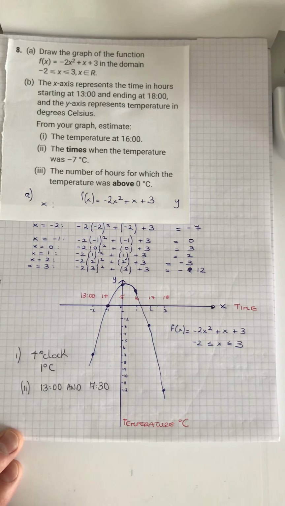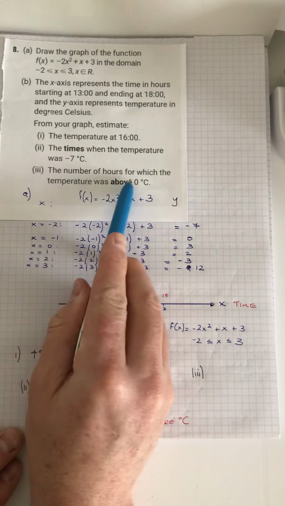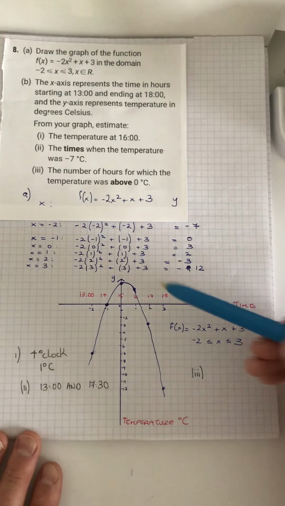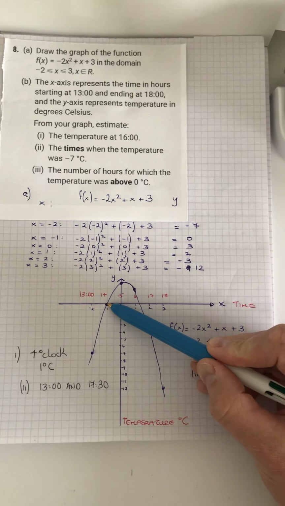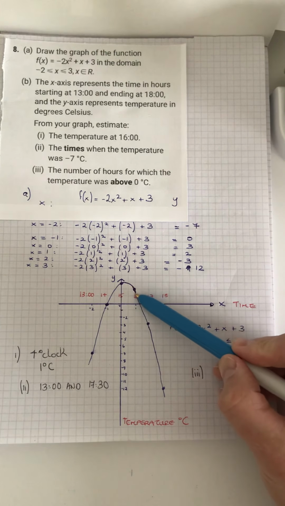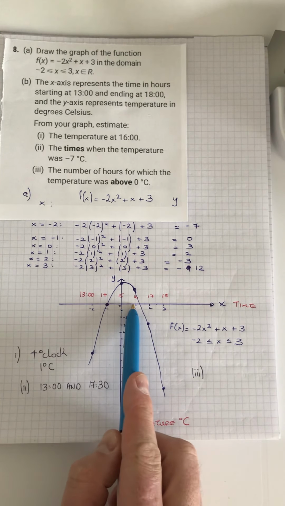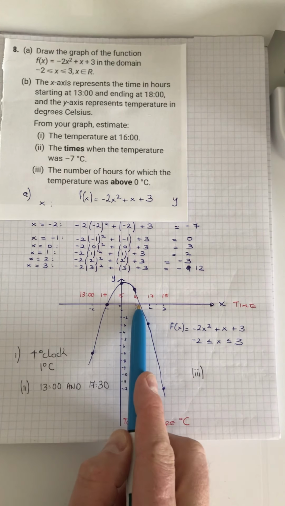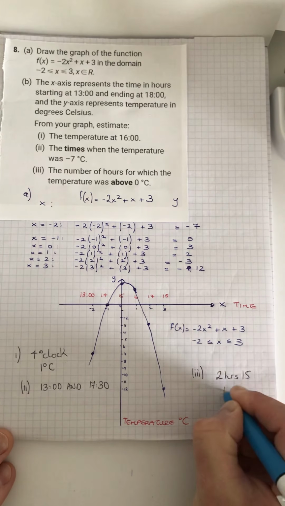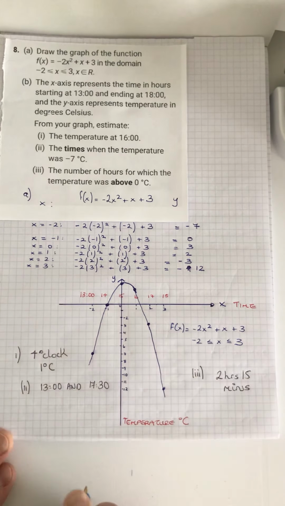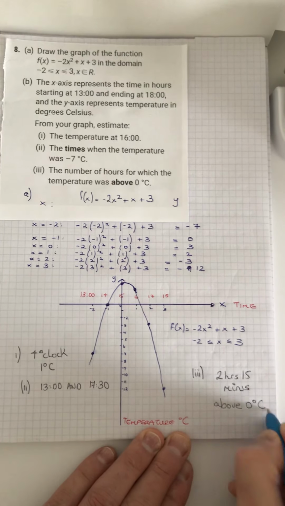Okay. And for part 3, the number of hours which the temperature was above 0. So here are your minuses. So it's above 0 here. Above 0 to below. So that's going to be 1 hour, 2 hours, maybe 2 hours and 15 minutes. So part 3, 2 hours and 15 minutes, it's above 0 degrees. Okay? Above 0 degrees Celsius.